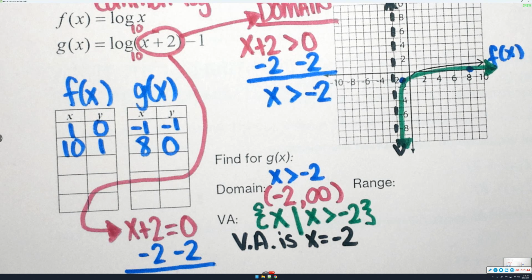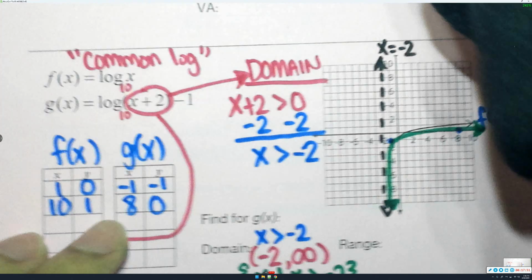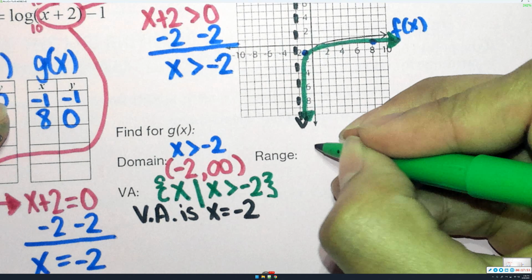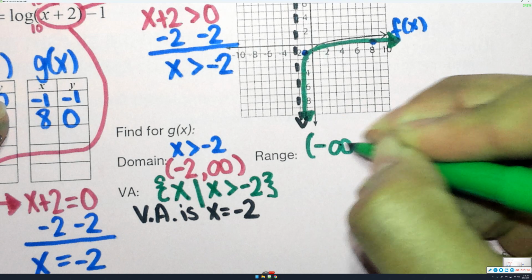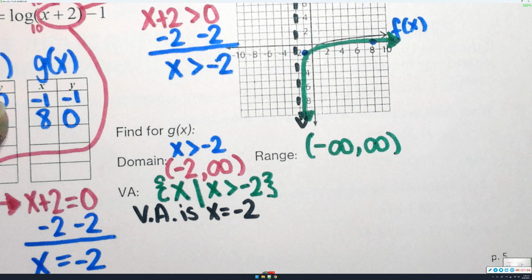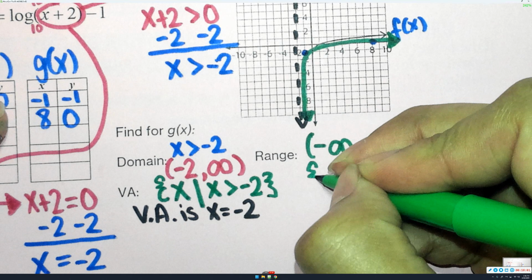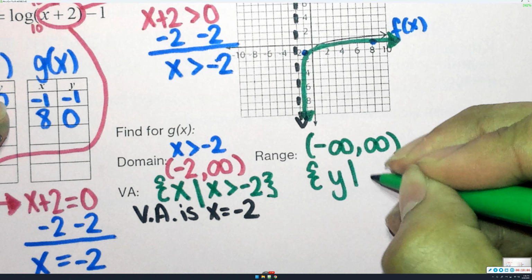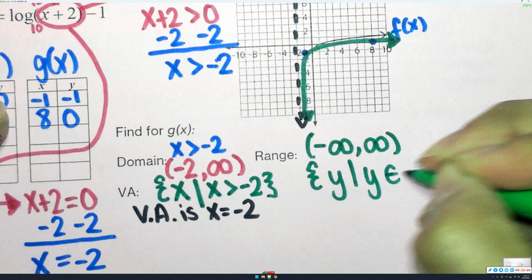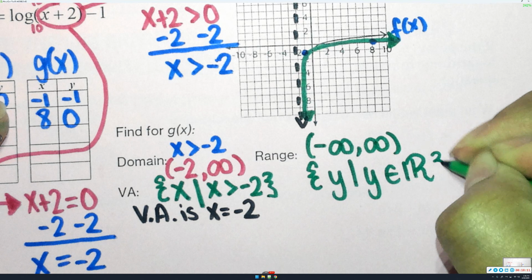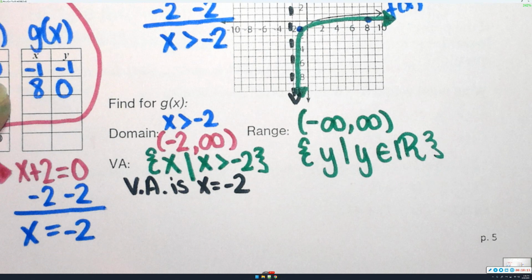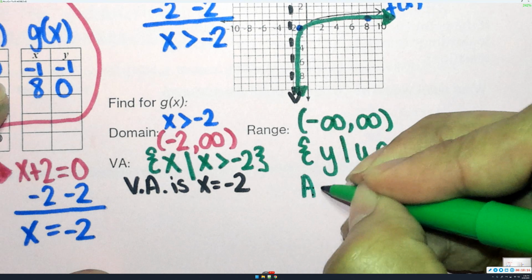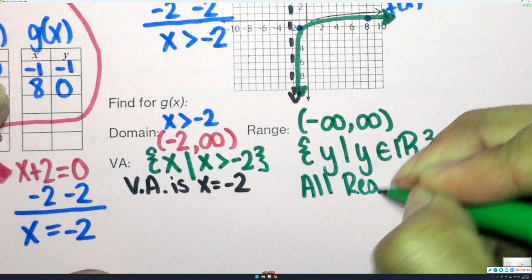From there, we know what about the range, guys? What do we know about range? For all logarithms, the range is what? All real numbers. Good. Awesome. So on the right-hand side, we're going to write down that the range is going to be from negative infinity to positive infinity. We also have the set builder notation, which is given to us by this, the brace y, in which all y's are elements of the real number set right there. And we also have the verbal description, all real numbers.